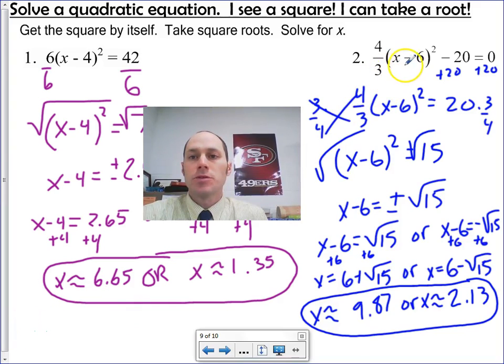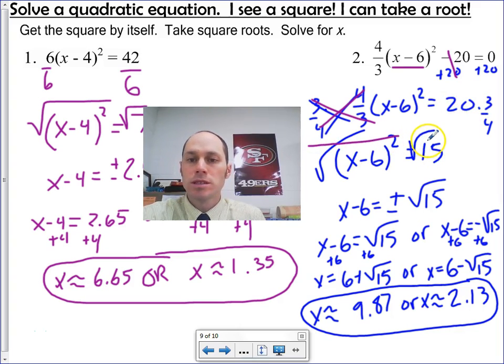Okay, so in this case I want to get x by itself. I see x − 6, then it's squared, then it's multiplied by 4/3, then we subtract 20. So reverse the order of operations, we add 20 to both sides. And then I need to multiply by the reciprocal here, 3/4. That gives me 15. And to eliminate the square, I take the square root. So x − 6 equals plus or minus the square root of 15.